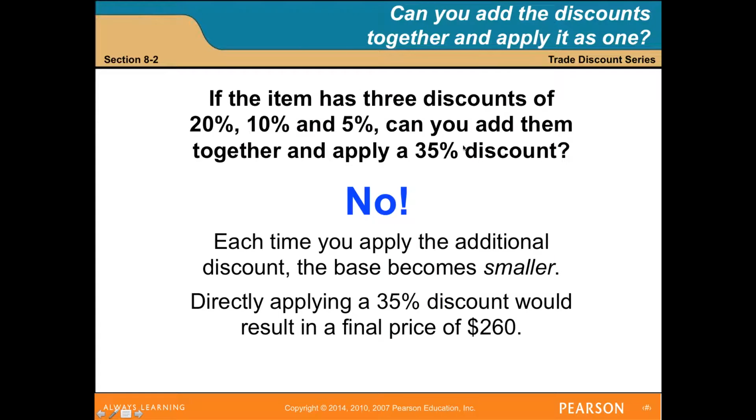But all you need to know is just that in the calculation of chain discounts, you can't just add the percentage and then just take that off the main price. So if you did apply a 35% discount by adding 20, 10, and 5%, you would actually result in a final price of $260, not $273.60.